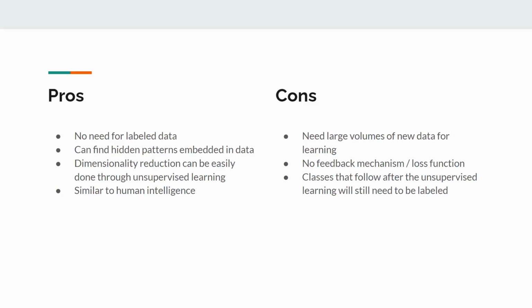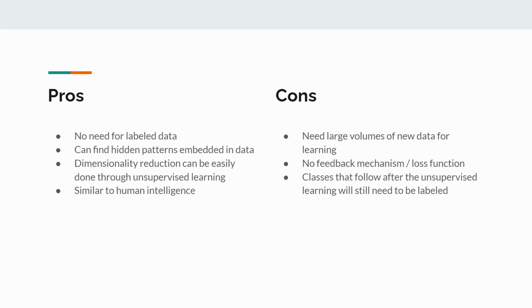Some pros of unsupervised learning. There's no need to have labeled data, which means that we don't have to go through that taxing, expensive process of finding ground truths. We can find hidden patterns embedded in the data. We can easily reduce the dimensionality of our training set to find important features in the data. And also, it's quite similar to human intelligence in terms of clustering and forming relationships.